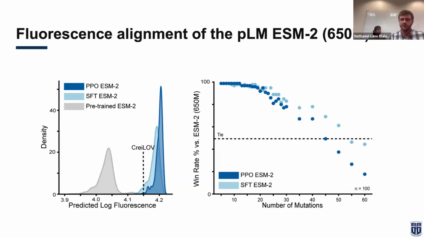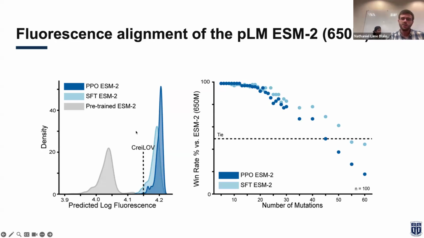And then we did RLXF. And so these results kind of show in silico what the improvements we saw in the model were. We saw the functional alignment with RLXF significantly improve sequence generation. Again, this is predicted log fluorescence on the x-axis, density on the y-axis, with CreiLOV as the reference predicted log fluorescence. And you can see a dramatic shift from pre-trained to SFT to PPO.